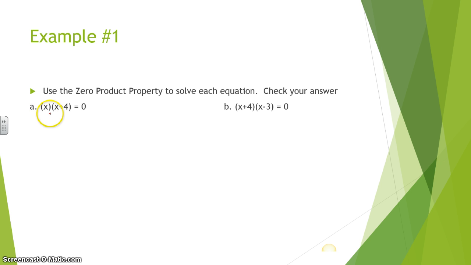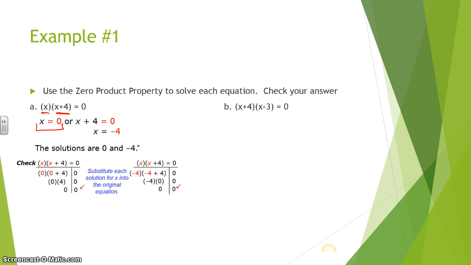Here we have x times x plus 4 equals 0. What you first want to do is look at each separate situation here. You have x, you set that equal to 0. Then you have x plus 4, and you set that equal to 0. And what you do is you solve for x. Well, x equals 0, that's just done. For the second one, you can subtract 4 from each side, so x equals negative 4. So the solutions to this first problem, A, are 0 and negative 4.